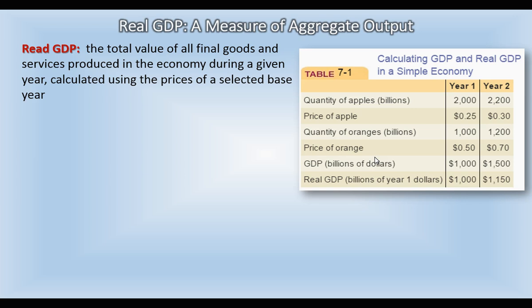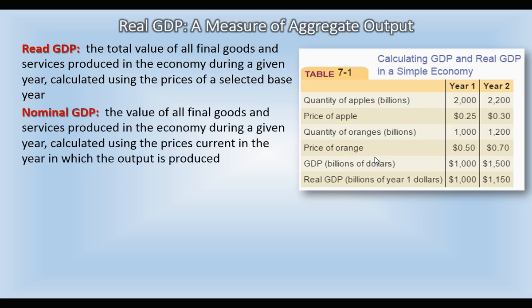So real GDP equals the total value of all final goods and services produced in the economy during a given year, and it's calculated using the prices of some selected base year. So in the actual measure of GDP that tells us something about the growth of the economy, we adjust for changes in the price level by choosing some base year and then using the prices from that base year to track the value of what is produced over a period of time post that base year.